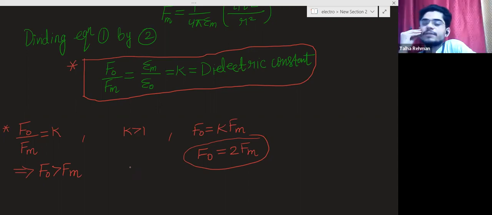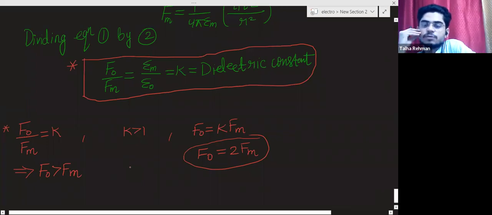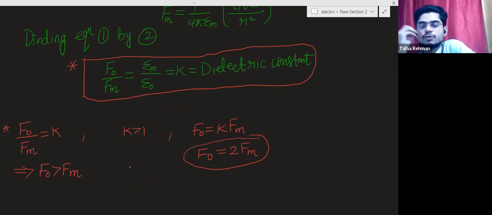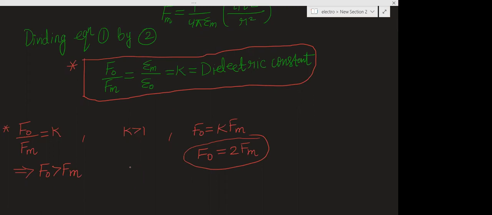Suppose I am placing two charges in some gas, in some medium, or the same system of charges I am placing in air. So in which system will the force of interaction be greater? In air. Very good.